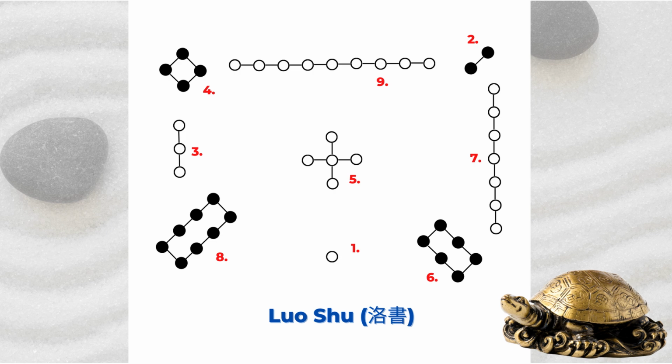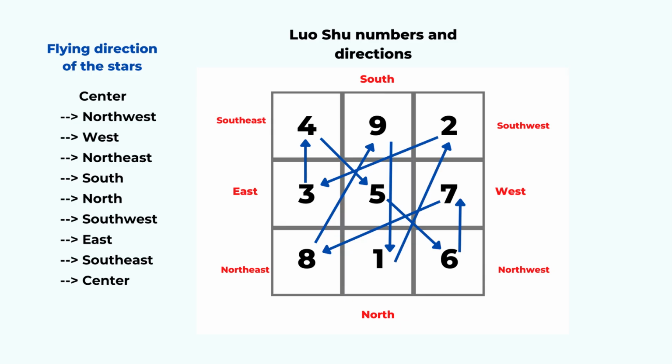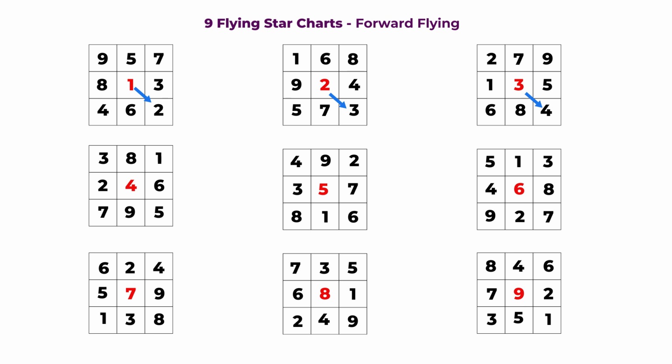Based on the Luo Shu chart, we can see the flying direction of the stars, starting from the center. The center is number 5, and number 6 is in the northwest. Then number 7 goes to the west, number 8 northeast, number 9 south, number 1 north, number 2 southwest, number 3 east, and number 4 southeast. So you always fly in this direction. That's how we come up with these 9 charts.